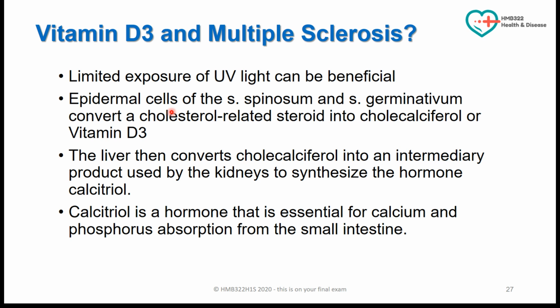The epidermal cells within the stratum spinosum, as well as in the germinativum or the basale, help to convert a cholesterol-related steroid into cholecalciferol, also known as vitamin D3. And the liver then gets involved and will convert this cholecalciferol into an intermediate product. So we need the sunlight working on these epidermal cells within the spinosum and germinativum to form vitamin D3.